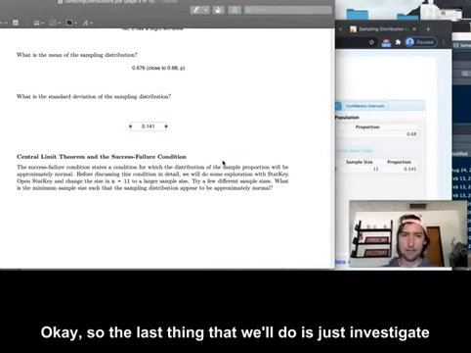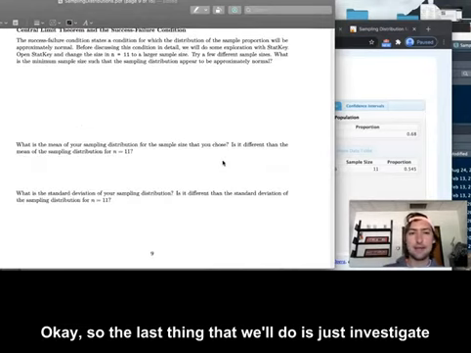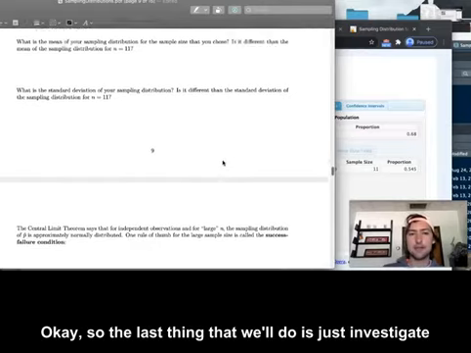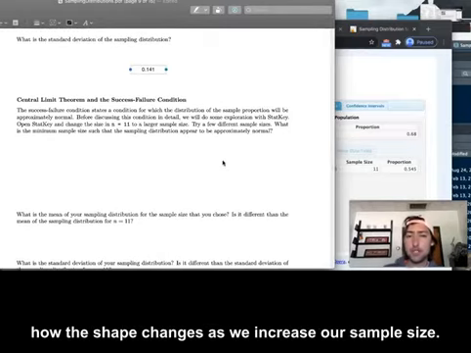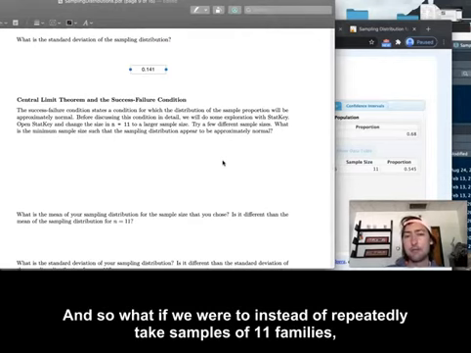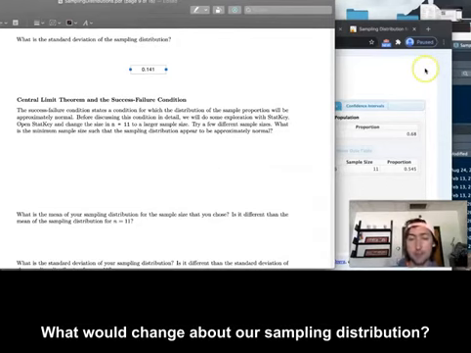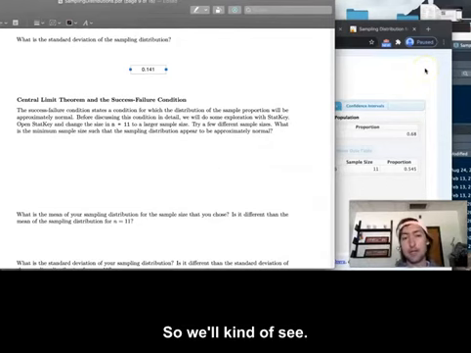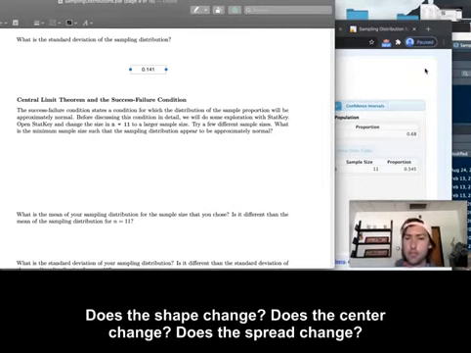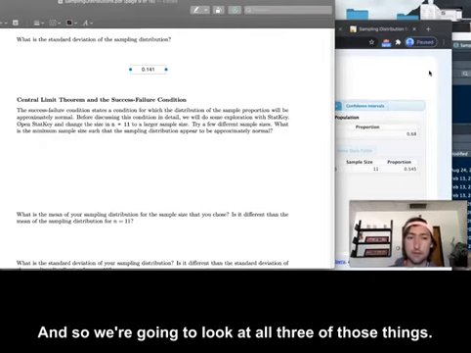Okay, so the last thing that we'll do is just investigate how the shape changes as we increase our sample size. What if we were to, instead of repeatedly taking samples of 11 families, sample 20 families and do that thousands and thousands of times? What would change about our sampling distribution? So we'll see, does the shape change? Does the center change? Does the spread change? And so we're going to look at all three of those things.